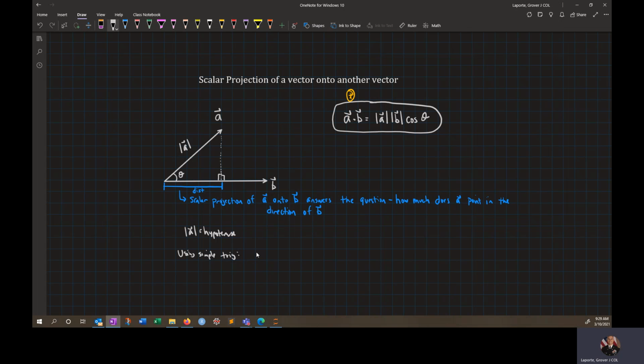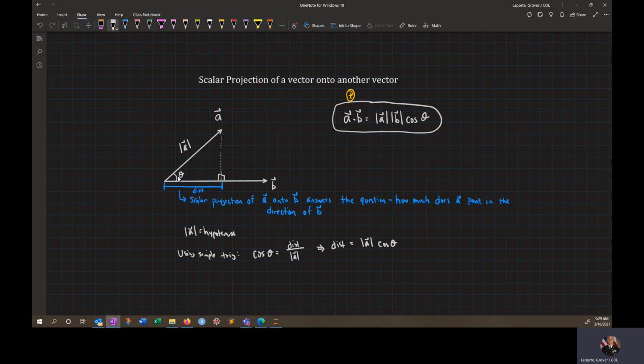Using simple trig, we note that the cosine of theta is equal to the adjacent, which is the distance, the thing we're trying to find, divided by the magnitude of A. Now I can just use simple algebra. Distance is equal to, bring the magnitude of A over, the magnitude of A times the cosine of theta. And that's the answer. We could do this every single time.